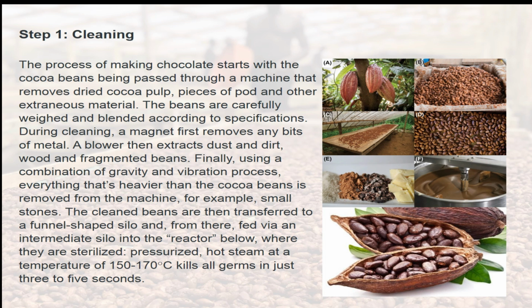The clean beans are then transferred to a funnel-shaped silo and, from there, fed via an intermediate silo into the reactor below, where they are sterilized. Pressurized, hot steam at a temperature of 150 to 170 degrees Celsius kills all germs in just 3 to 5 seconds.